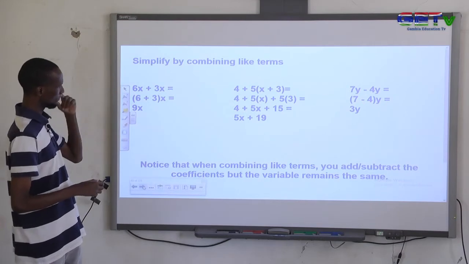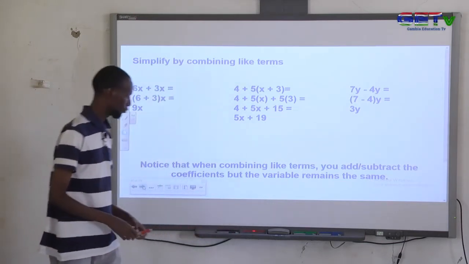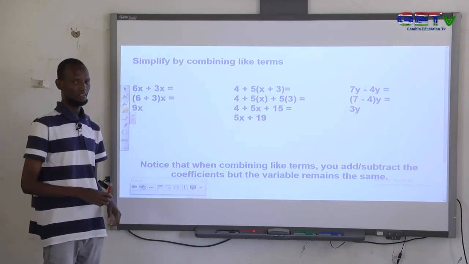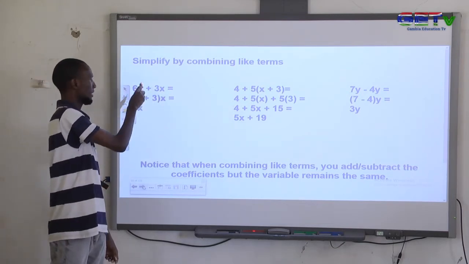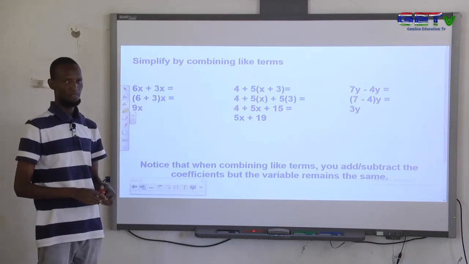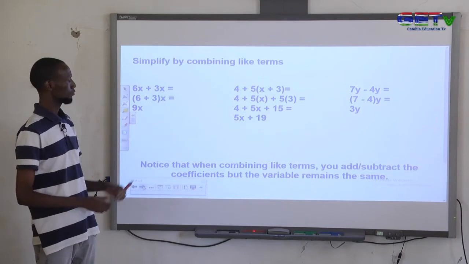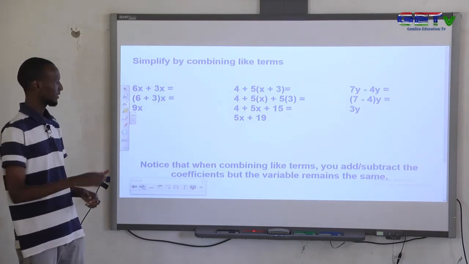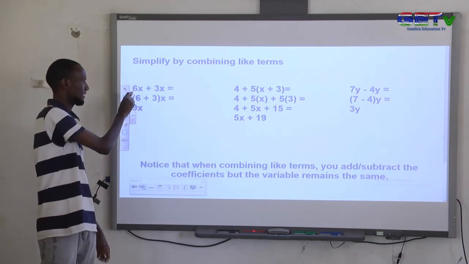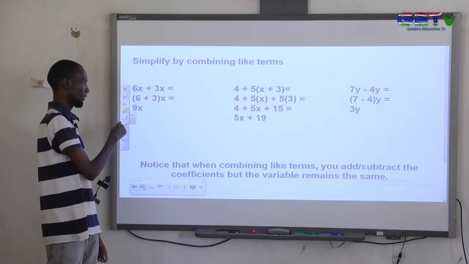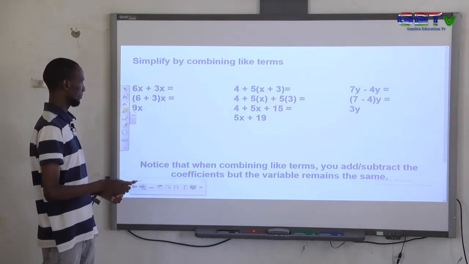Now, for example, you have 6x plus 3x. Now, if you look at those two terms, 6x plus 3x, are they like terms? Yes, they are, because they contain the same variable raised to the same power. And as far as they are like, it means we can add them. And to add those two terms really is easy. All you do is add the coefficients and then just take one of the variables. Now the coefficients here are 6 and 3. So if you add those two, they give you 9, and just take one of the variables. So in the end, 6x plus 3x will end up being 9x.